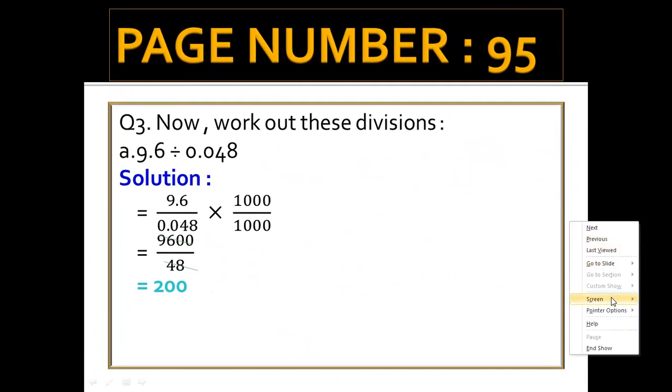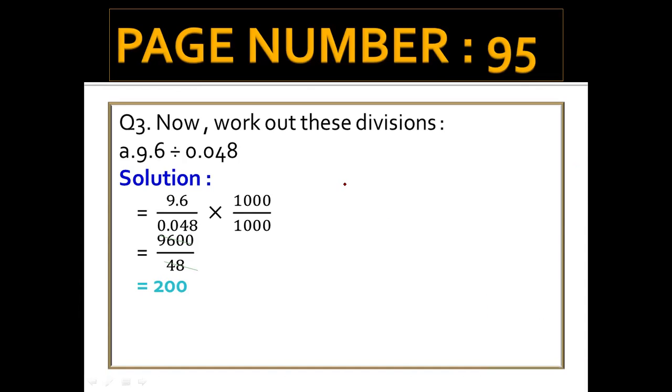Question 3 is the same as question 2, which we have done. 9.6 divided by 0.048. Clearly you see on the screen. In the numerator, there is only one number after the decimal, but in the denominator, how many numbers are there? 3. After the decimal, there are 3 numbers. It means that we need 1000.